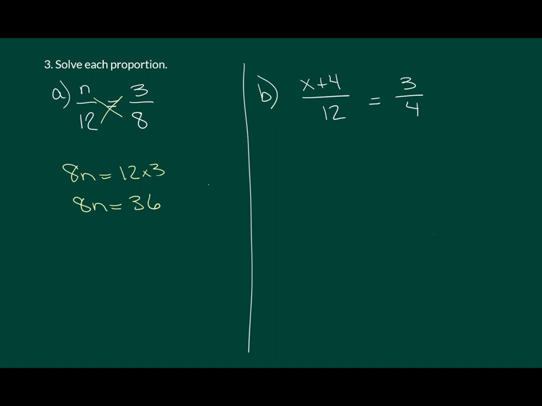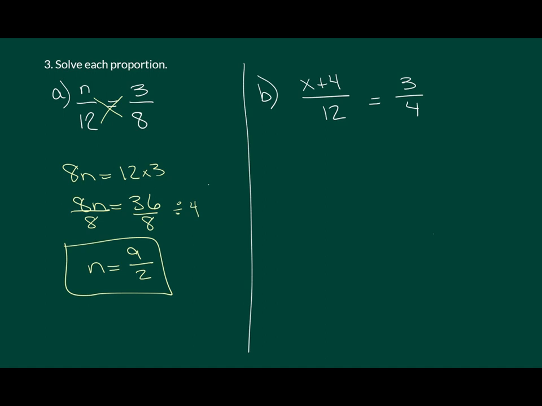So I'm going to solve that equation by dividing both sides by 8. 8 cannot go into 36, but both of those can be divided by 4. So 36 divided by 4 is 9, and 8 divided by 4 is 2. So I get 9 over 2 equals n.